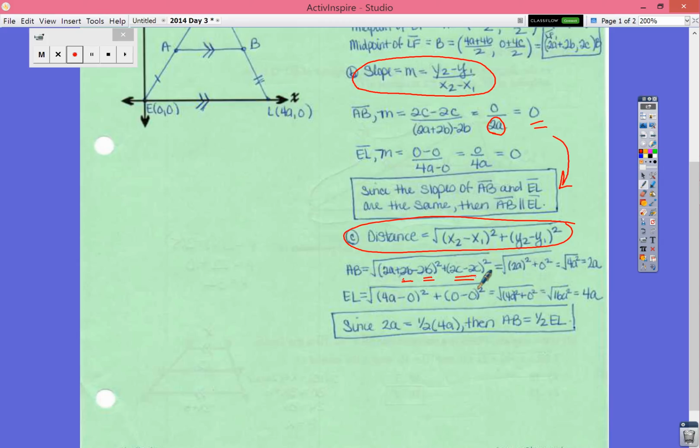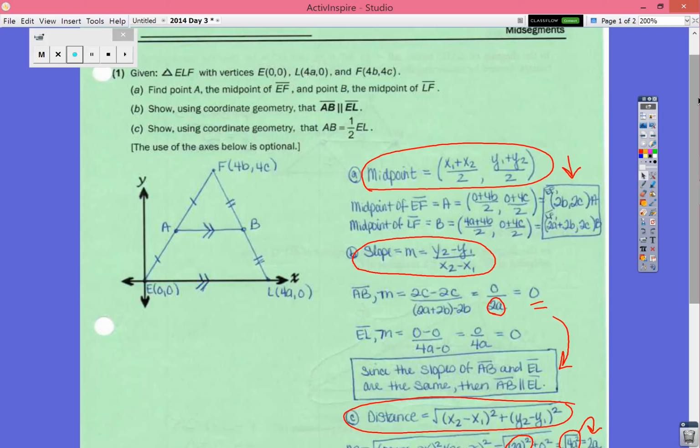So right here, this is pretty tricky. You have to square 2a, so you get 4a squared, and then the square root of 4a squared is 2a. And then the length of EL, again, the difference of 4a and 0, and then 0 and 0. So again, you have to square the 4a to get 16a squared, and then the square root of 16a squared is 4a. So since 2a is half of 4a, then I know that the length of AB is half of the length of EL.